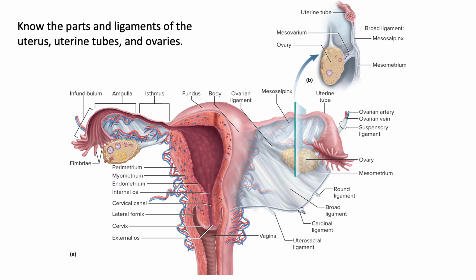Again, the parts of the uterus you should know, as well as the layers. You have a perimetrium, which is the outermost layer. The middle layer, the muscular layer, is the myometrium, and the innermost layer is the endometrium. The endometrium is that layer that builds up and sloughs off monthly during menses, and can also become inflamed in a condition known as endometriosis.